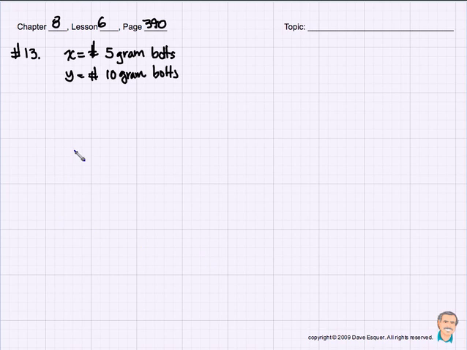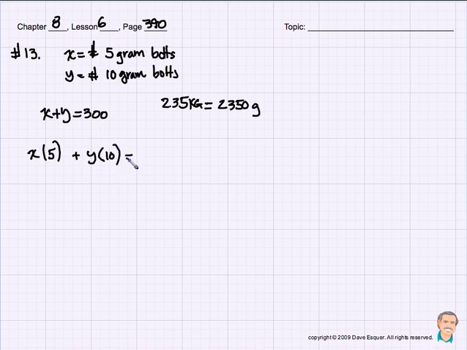Let's try number 13, something about bolts. There's a jar, and it contains some 5-gram bolts and some 10-gram bolts, and when we add them all up, we end up with 2,350 grams worth of bolts, and there are 300 actual bolts. So we've got x plus y is equal to 300. It said they were 2.35 kilograms, and we know from 7th grade that 2.35 kilograms is the same as 2,350 grams. So we've got x bolts times 5 grams plus y bolts times 10 grams is going to be 2,350 grams.